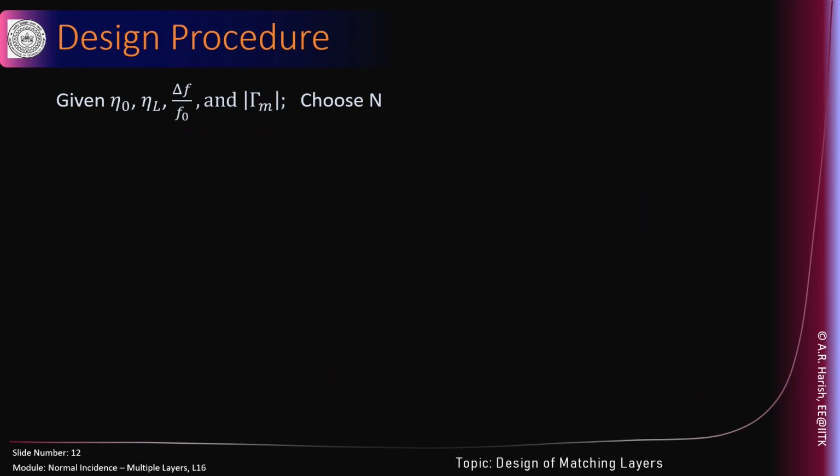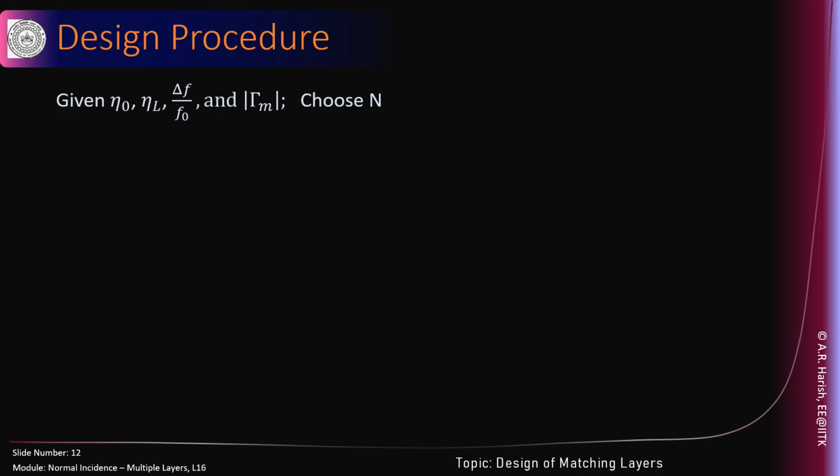Now, let's talk about design procedure. What is given to us? Eta naught, that is the impedance of the medium from which the wave is incident, onto a medium whose intrinsic impedance is eta L. And we also want to achieve a maximum value of gamma m over a fractional bandwidth of delta f upon f naught. So these four numbers are specified.